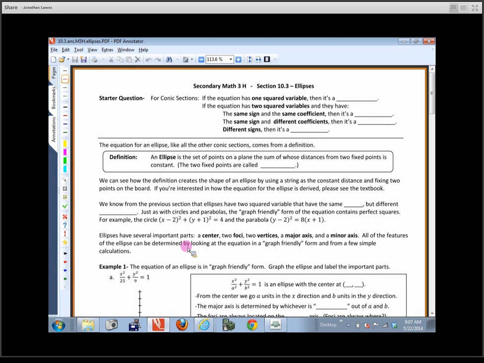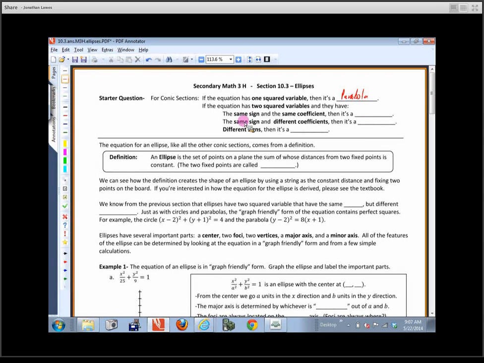So let's review this. If the equation has one squared variable, then what do we know for a fact it's got to be? Got to be a parabola. Okay, got to be a parabola. Okay, if it has two squared variables, then we've got three different choices. It's either a hyperbola, an ellipse, or a circle, and let's talk about how we can tell.